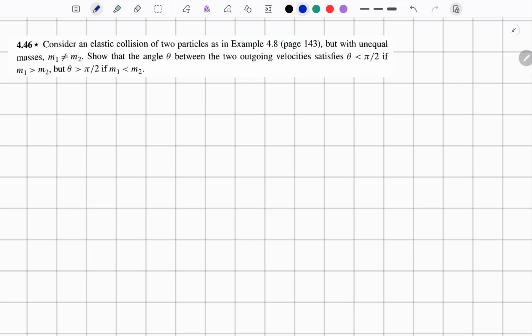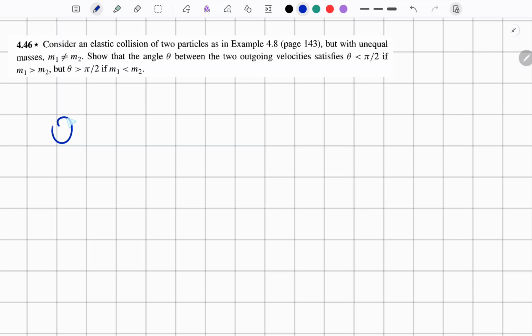2. And we're going to show that the angle theta between the two outgoing velocities satisfies theta is less than pi over 2 if mass 1 is greater than mass 2, but theta is greater than pi over 2 if mass 1 is less than mass 2.